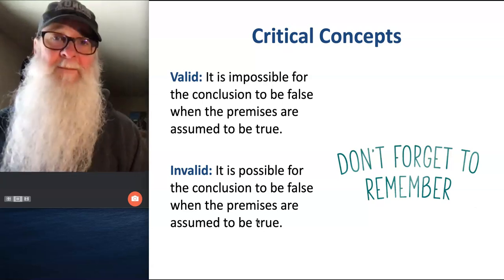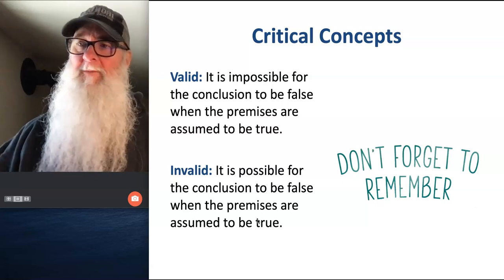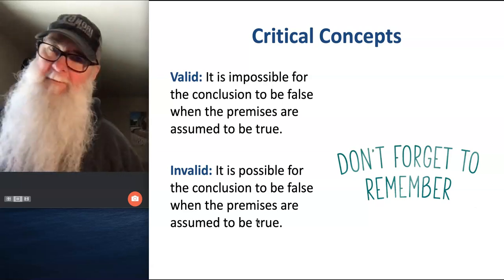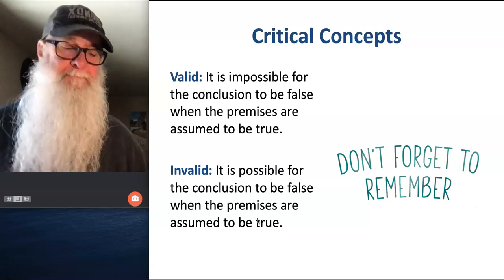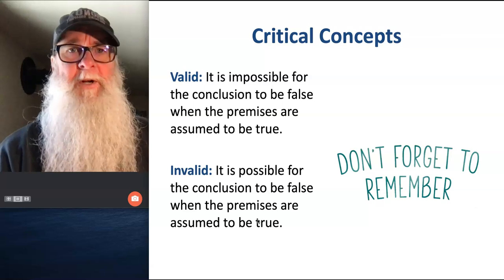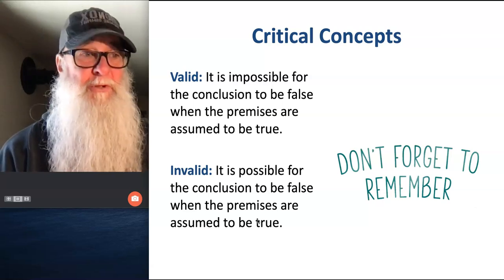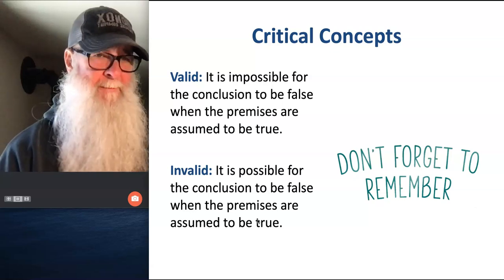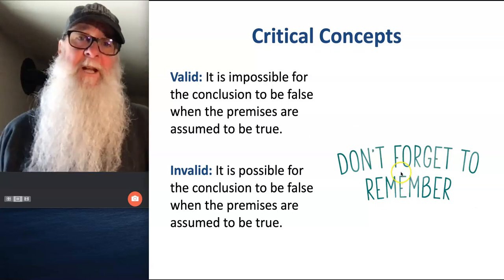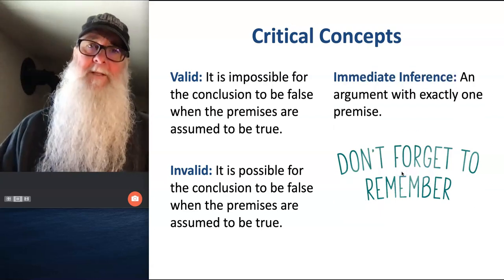Okay, so if it's impossible, it's a valid argument. But if it's possible for that conclusion to be false even when the premises are assumed to be true, that's a broken clock, invalid argument. And the important point to remember here is we don't concern ourselves with whether or not the premises are actually true statements. When we're evaluating for validity, we just assume the premises are true, even if we know they're absolutely false.